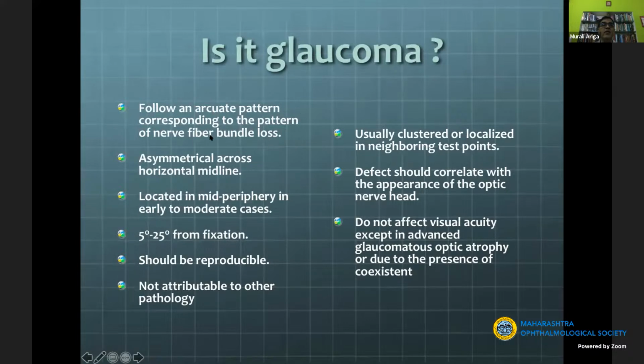If the field is abnormal, follows an arcuate pattern corresponding to the nerve fiber layer loss, asymmetrical across the horizontal, located in the mid periphery, 5 to 25 degrees of fixation, and is reproducible and not attributable to any other pathology, usually clustered or localized to neighboring test points, should correlate with the appearance of the optic disc, and does not affect the visual acuity except in very advanced glaucoma or the presence of cataract. So just being an abnormal field is not enough. You have to correlate with whatever you see in the patient and then decide is it glaucoma or not.